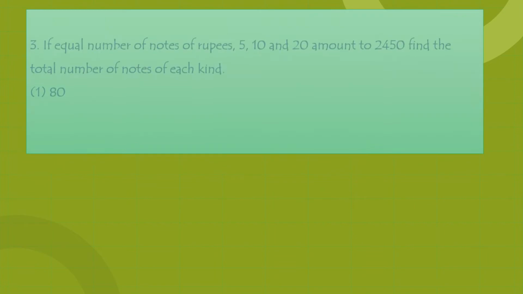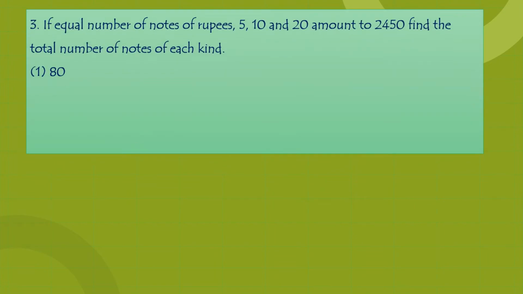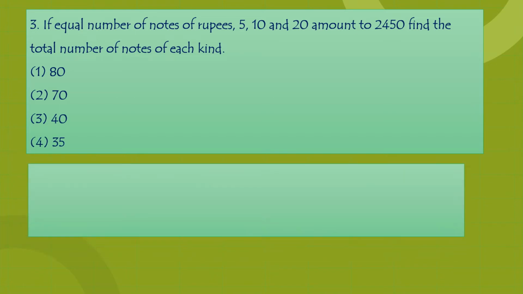Next question. If equal number of notes of rupees 5, 10 and 20 amount to 2450 rupees, find the total number of notes of each kind. Option number 1 is 80, option number 2 is 70, option number 3 is 40 and option number 4 is 35.